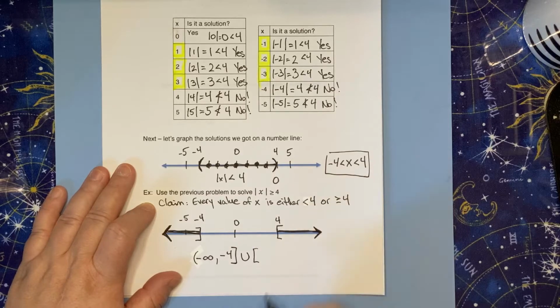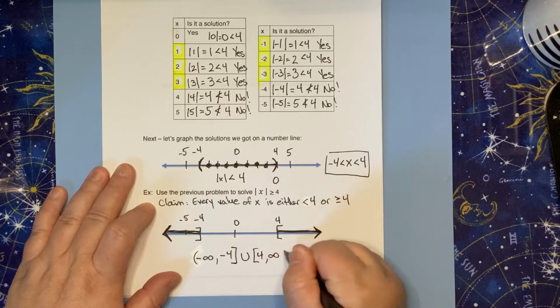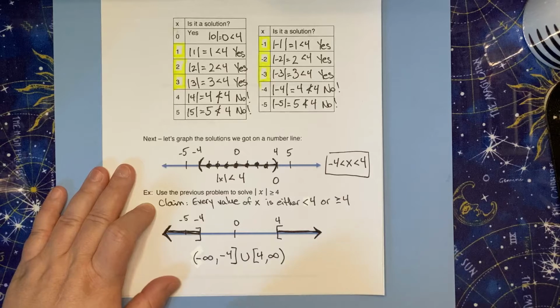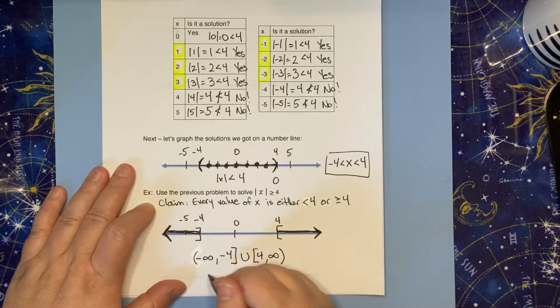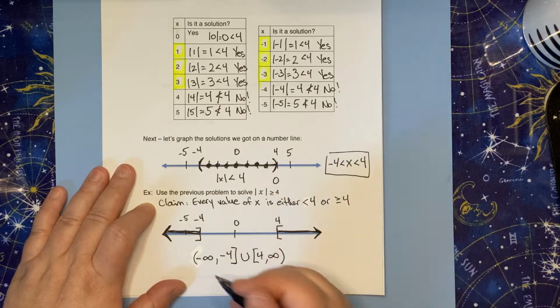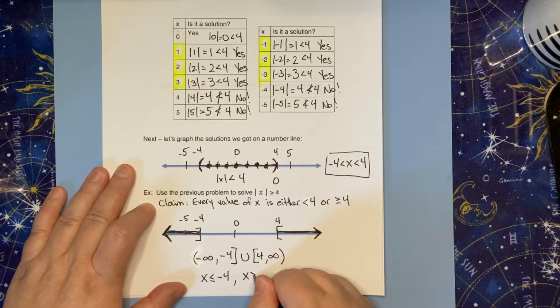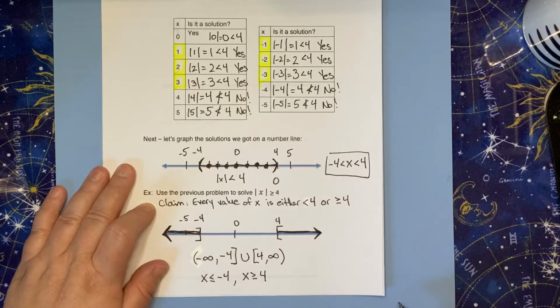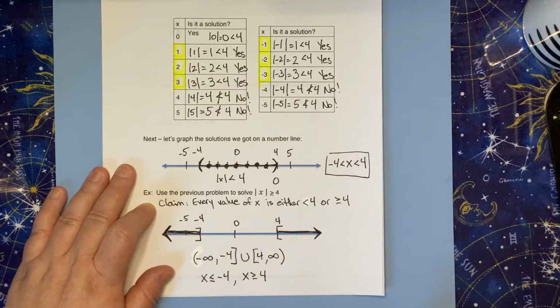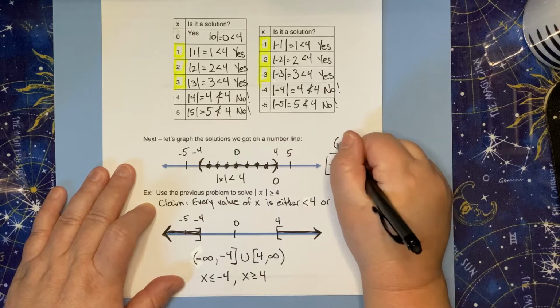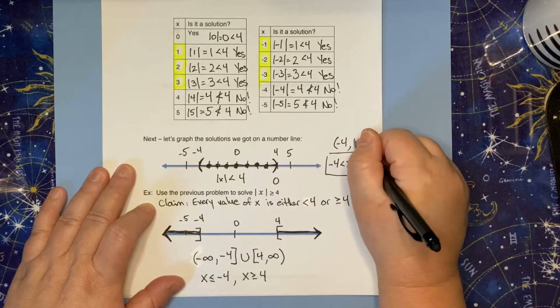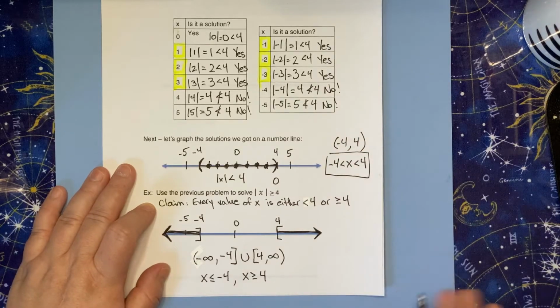And then we jump over the middle and we start at 4 and we go all the way out to infinity. Which is also, this can be written a few ways. X is less than or equal to negative 4, or x is greater than or equal to 4. You could write it that way. Of course, up here, and I didn't include it, but I could right now, the interval would be from negative 4 to 4. It's a lot easier because it's just one interval instead of two of them.